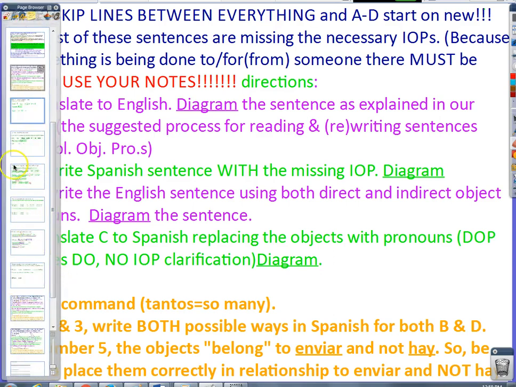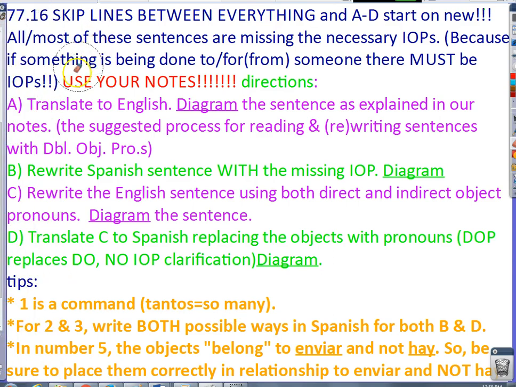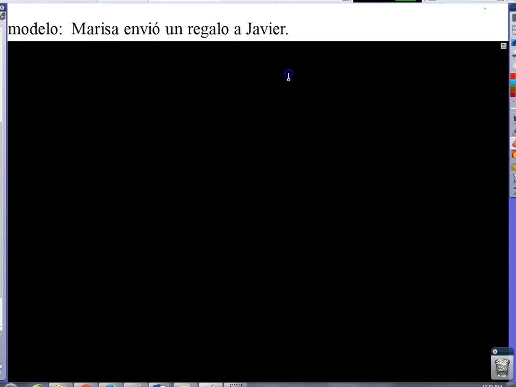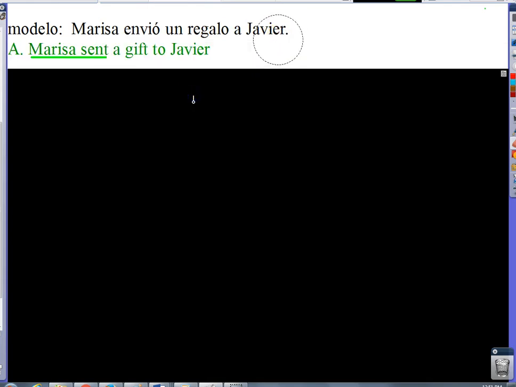So this assignment says, first, you're going to translate the sentence to English and diagram it as explained in our notes. So I told you guys I would send you a video that goes through how this process would work for the modelo. In the modelo, it says this. If I were to translate this, it would be Marissa sent a gift to Javier. So I'm going to translate it, and then I need to diagram it.